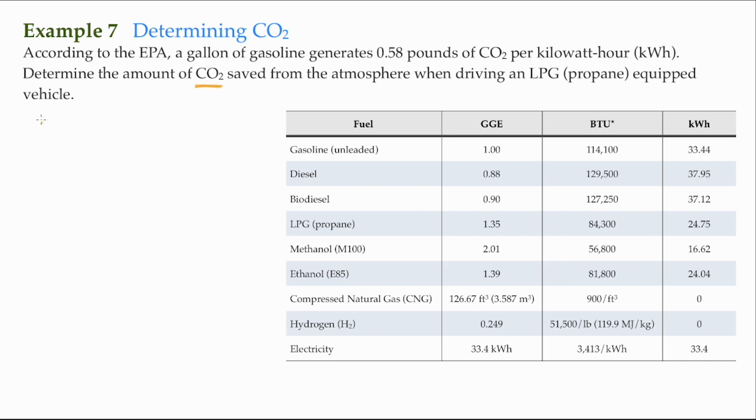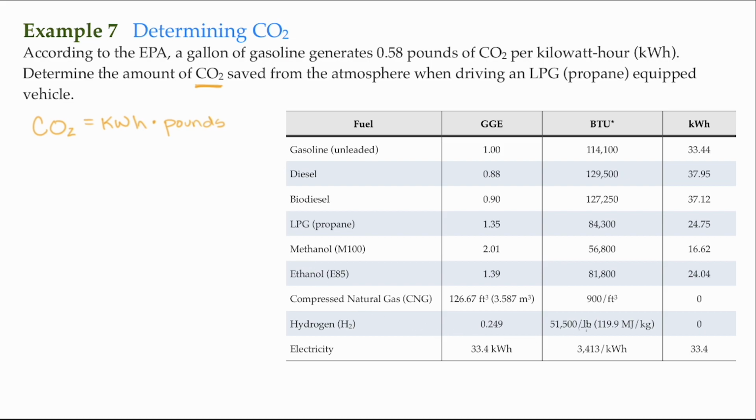So we said that CO2 is equal to the kilowatt hours times the pounds, because CO2 is measured in pounds. So it says here, according to the EPA, that's the Environmental Protection Agency, a gallon of gasoline generates 0.58 pounds of CO2 per kilowatt hour. Determine the amount of CO2 saved from the atmosphere when driving an LPG, that's a liquid propane, equipped vehicle.